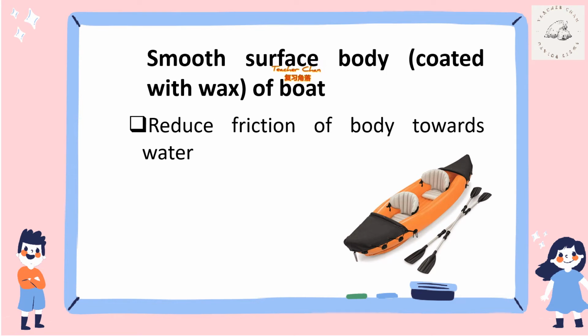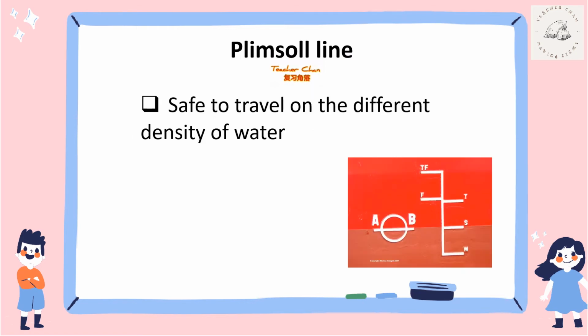So, during the competition, the design of the boat, we can write this example using smooth surface body of boat. Plimsoll line. Plimsoll line is a guideline to ensure that the boat is safe on the different density of water, such as fresh water, sea water, and so on.